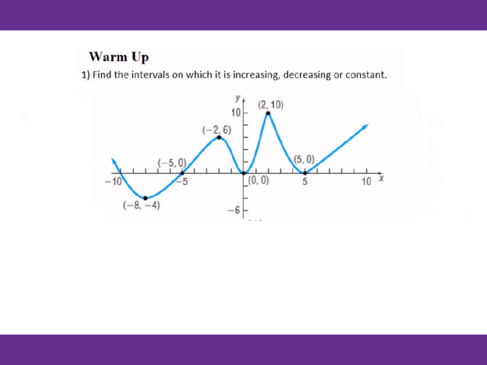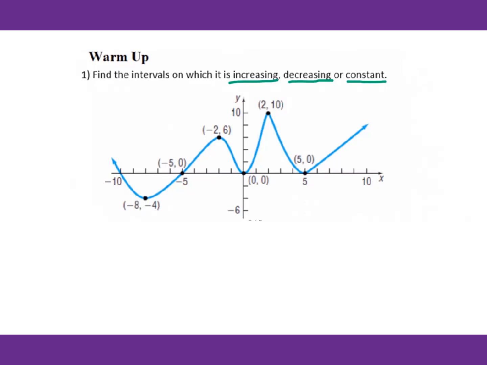This video is about the first derivative and its graphs. Let's do some warm-up. Find the intervals on which it's increasing, decreasing, or constant. Increasing means the graph goes up from the left side to the right side. Decreasing means from left side to right side, the graph goes down. Constant will be horizontal.